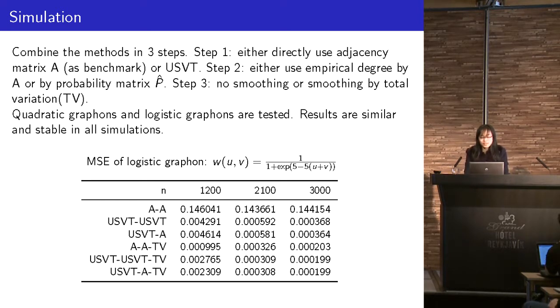We can see only the first naive method does not have decreasing mean square error, and all the other methods are good. And the difference between using the empirical distribution by the adjacency matrix and by the probability matrix is very small. And because of the smoothness of our underlying graphon, the smoothing part reduces the error a lot.